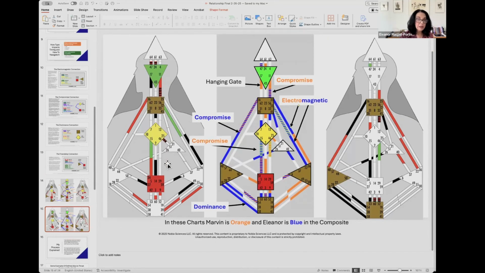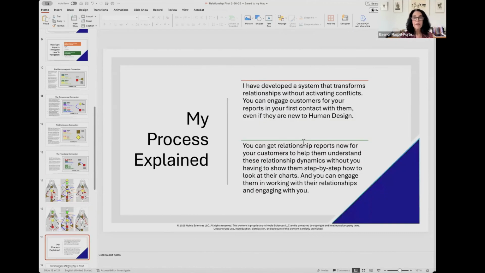So, based on all of this, I've developed a system that transforms relationships without activating conflicts. You can engage your customers for reports in your first contact with them, even if they're new to human design, by giving them relationship reports that help them understand not only the dynamics, but also some communication skills that may help them when they leave the report and have to deal in real life with their partner.